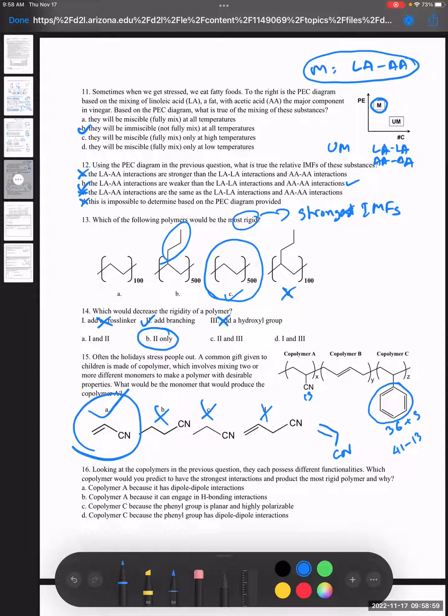So polymer A should be out. It should be copolymer C, because the prenyl group is planar and highly polarizable. That is absolutely good. And copolymer C, because the prenyl group has dipole? No, the prenyl group does not have dipole-dipole interactions because it is not a polar group.